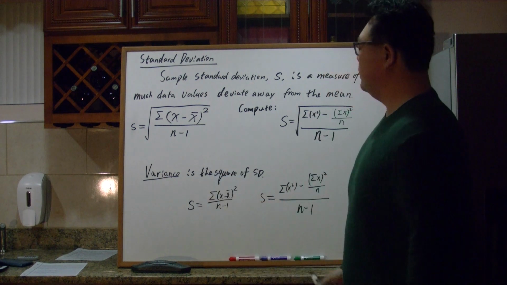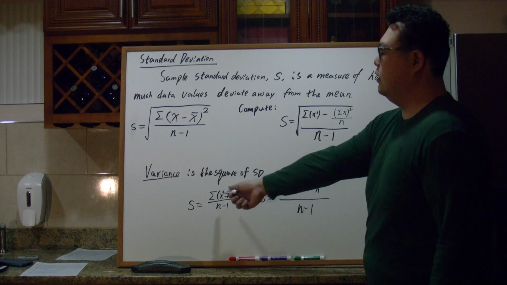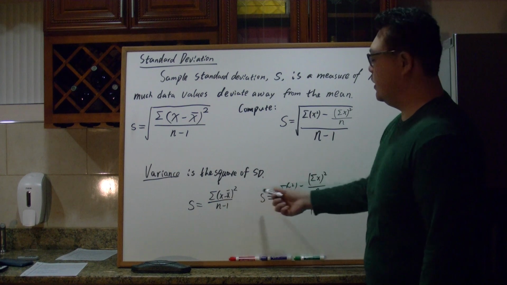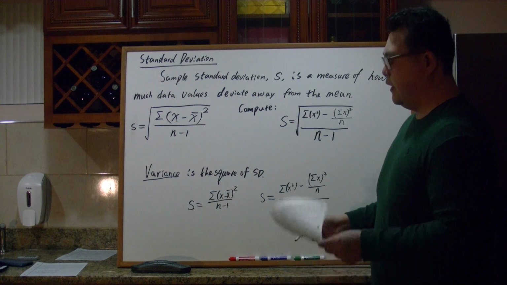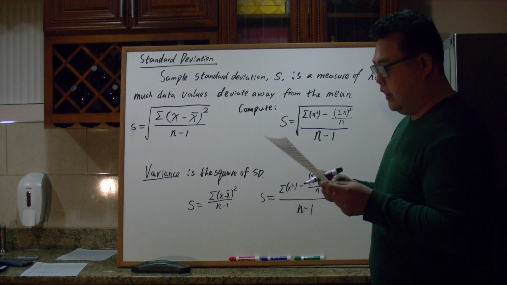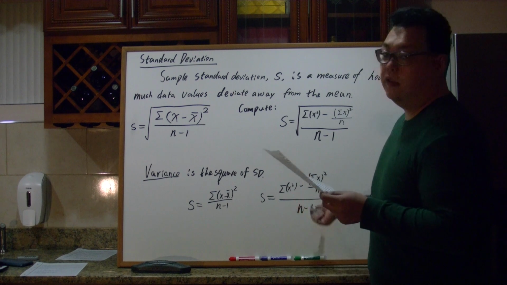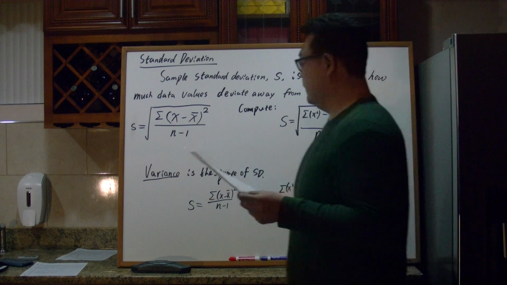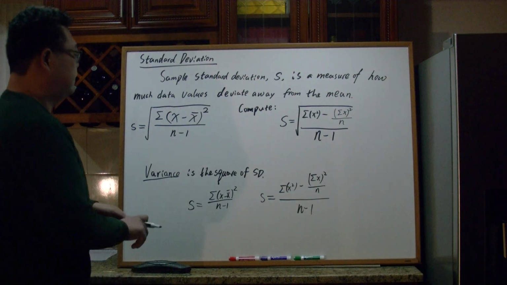I consider that the computational formula is developed from the definition, that the sum of x minus x bar squared, when we expand, will turn into this form: sum of x squared minus the square of sum of x over n. These two numerators shall be equivalent. Right, so that is the sample variance.